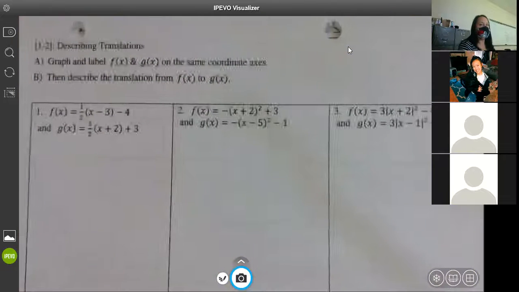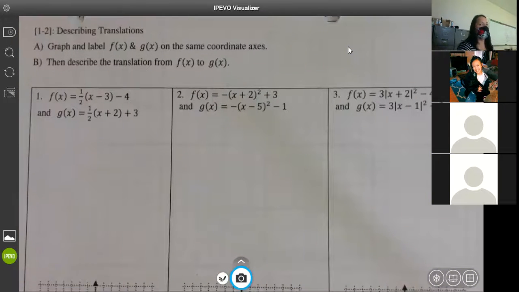And all we're going to do is look at these and tell me what happened. So we're just describing them. I'm not asking you to graph them. I'm not asking you to do anything. I want you to tell me what happened.